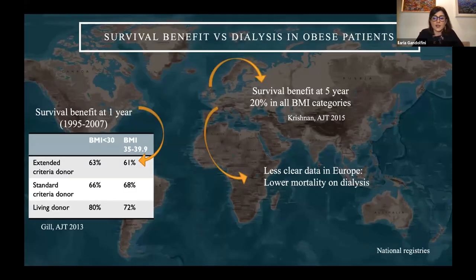From the national registries of the UK and the US, we can find a survival benefit at 1 year in patients with a BMI less than 40, with the greatest survival benefit in living donation and the least in the extended criteria donor. And also in the UK, they found a survival benefit at 5 years of 20% on average in all BMI categories. The data are less clear in Europe because we have a lower mortality on dialysis and we have few data.